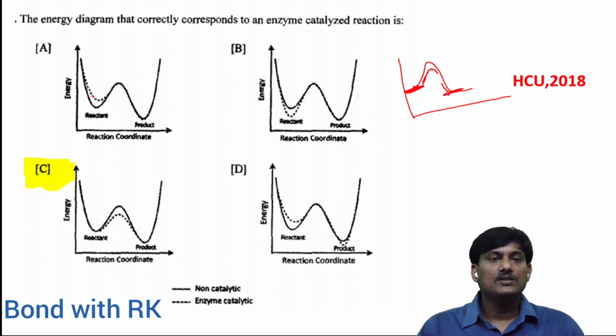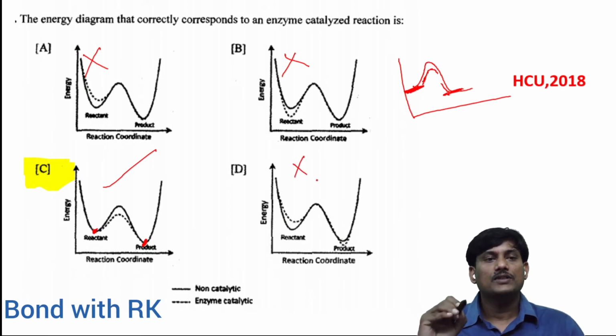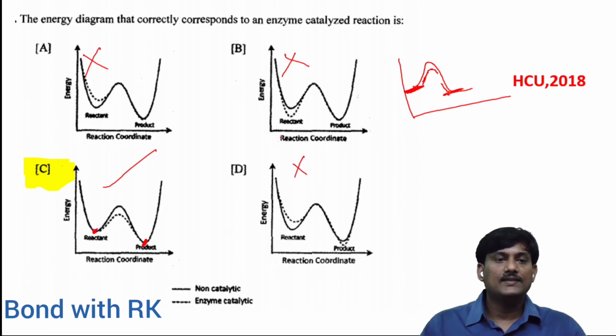Here there is a change in reactant energy, so this one is not correct. Here also there is a change in reactant energy. Here there is no change in reactant energy and the product energy, but there is a change in path of the reaction, so this one is correct. Here there is a change in reactant energy and also product energy, this one also not correct. So C is the correct option.